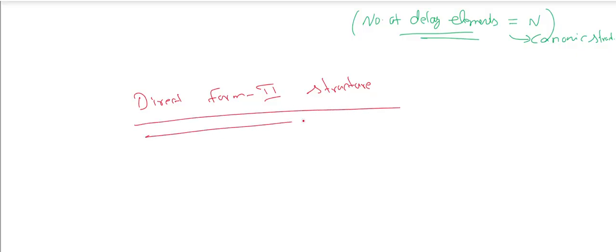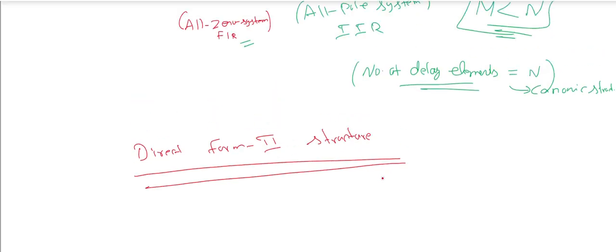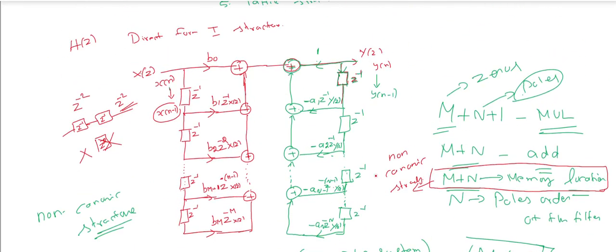So how do you represent the direct form 2 structure? In this structure, we'll keep the all zero system as such. You just place this all pole system to the right-hand side, you interchange the position, with the all pole in front of the all zero system. How do you redraw the structure, a rearrangement of the structure?